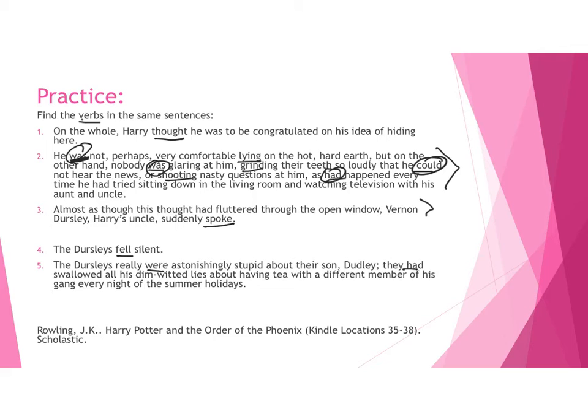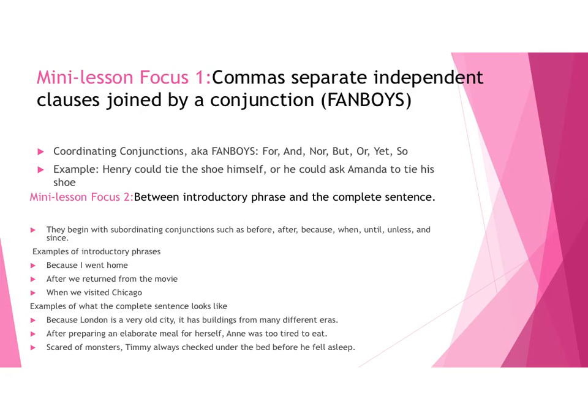These are all descriptions of other things that were going on at the time. Number 3, yes, had fluttered is a verb, but it's in the dependent clause, and so spoke is your main verb. 4, Dursley's what? Fell. And then in number 5, you've got 2 sentences in your compound sentence. So in the first one, they were, okay, it's linking, were what? Stupid. And then in the second one, had what? Swallowed. It is also linking. Okay. All right.